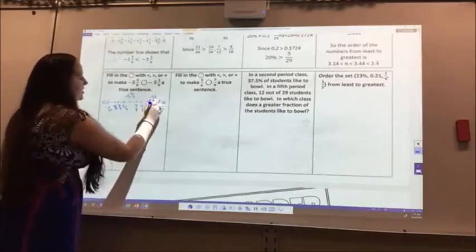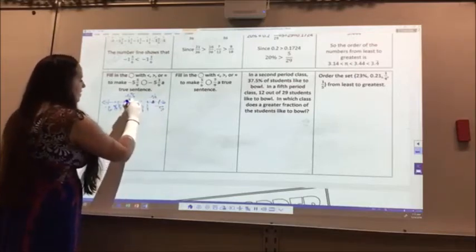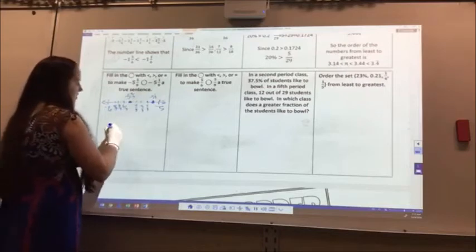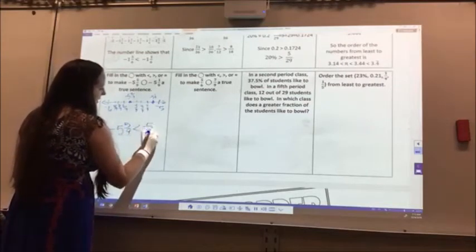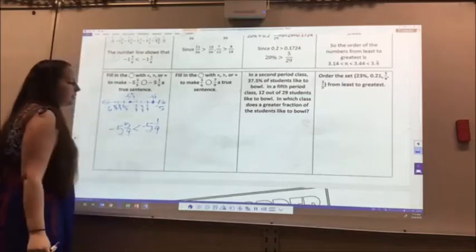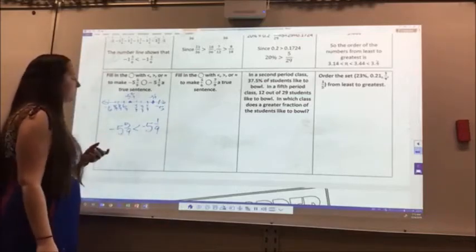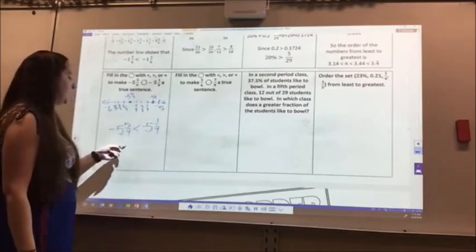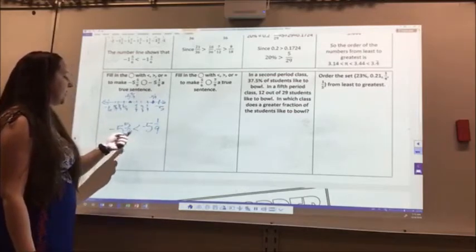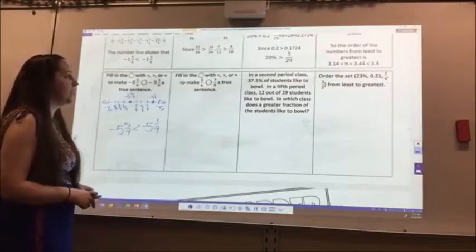Okay? So I can see here's negative 5 1/9, here's negative 5 5/9. That means negative 5 1/9 is bigger than negative 5 5/9, because remember, for negative numbers, anything closer to 0 is bigger. So negative 5 5/9 is less than negative 5 1/9.